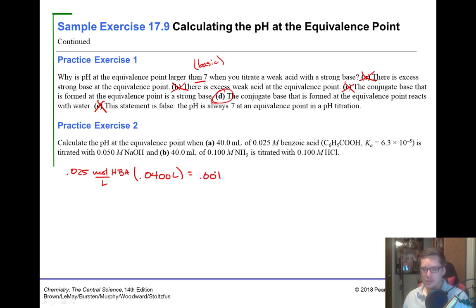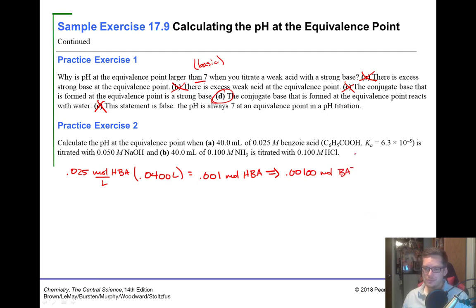0.001, and this would be moles of benzoic acid. So that's how many moles of benzoic acid we started with, and we know since we reached the equivalence point, all of that is going to turn into benzoate. So really we have 0.00100 moles of benzoate. We'll just call that Ba minus.